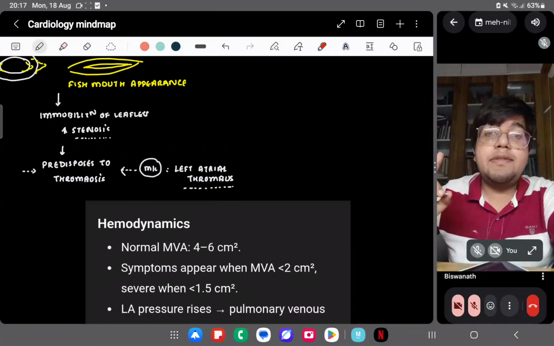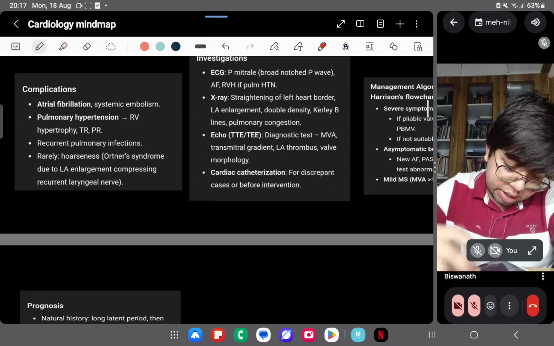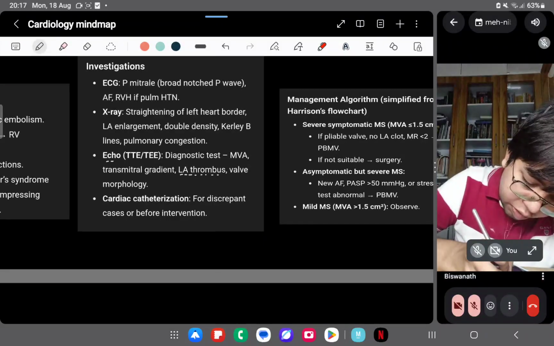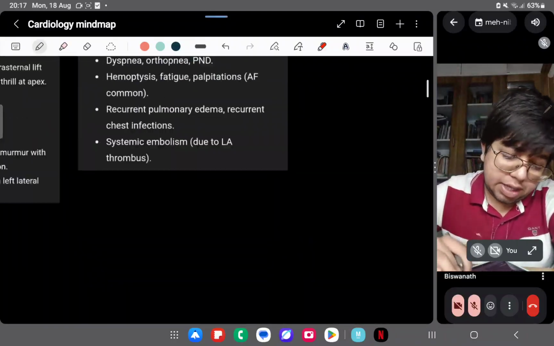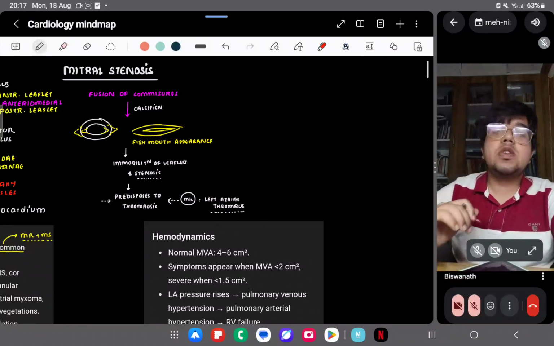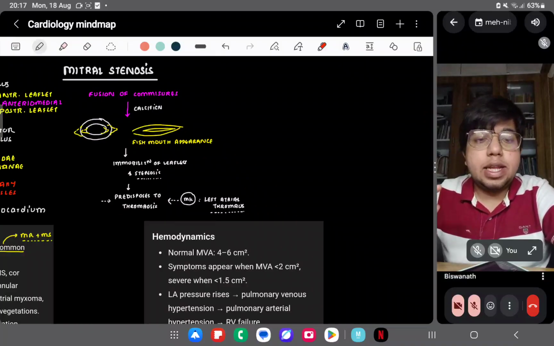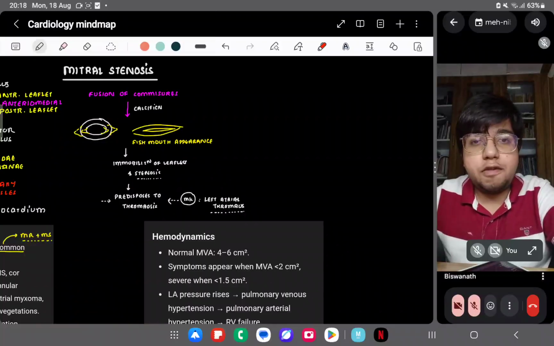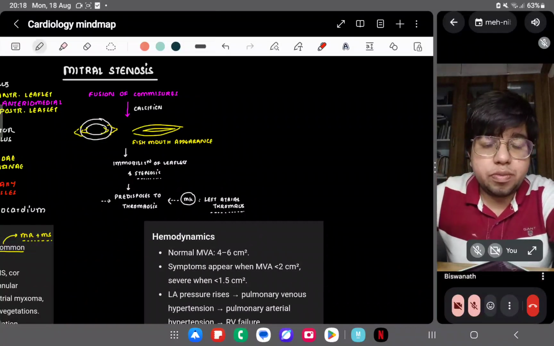And to see the left atrial thrombus, look at this. Harrison's writes that in investigations to see the left atrial thrombus, we use echo, TTE or TEE. Don't worry, we'll look at this. Transesophageal and transthoracic echo. Left atrial thrombus, I told you. If there is a thrombosis, then obviously you won't do commissurotomy.